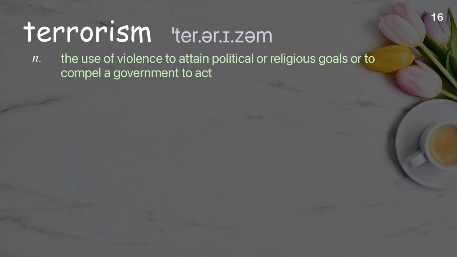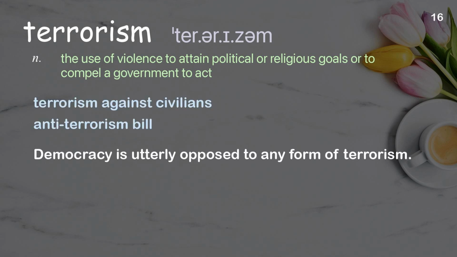Terrorism. The use of violence to attain political or religious goals, or to compel a government to act. Examples: Terrorism against civilians. Anti-terrorism bill. Democracy is utterly opposed to any form of terrorism.